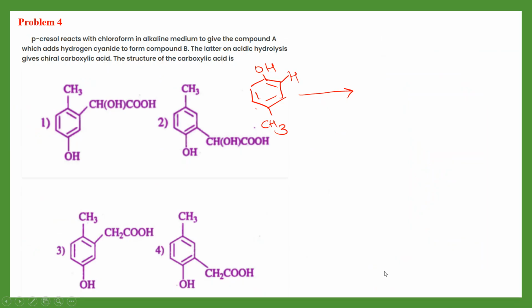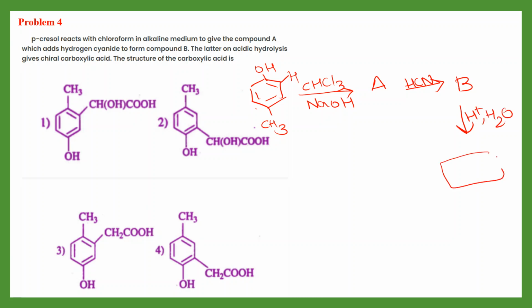So this is your paracresol. It is made to react with chloroform. Can anyone tell me which reaction is this? To give compound A. Then compound A is made to react with hydrogen cyanide to give compound B. The later, compound B, on acidic hydrolysis gives chiral carboxylic acid. The structure of carboxylic acid is. Now, can anyone try this question?